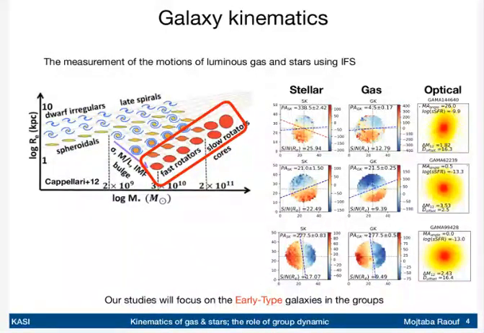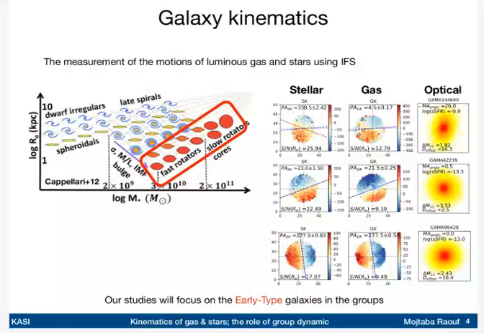The galaxy kinematics, which measure the motion of the luminous gas and stars using integral field spectroscopy, provide fundamental tools for answering basic questions about when and how these galaxies formed. You can see some examples of our samples in the figures, the stellar and gas kinematics, along with the optical image of the galaxies we have in our sample.